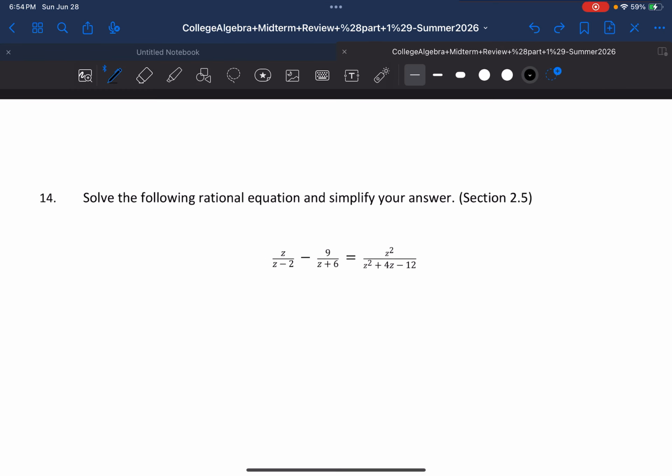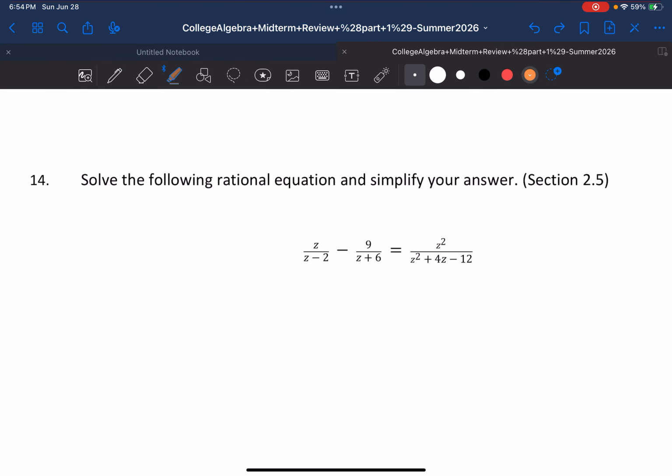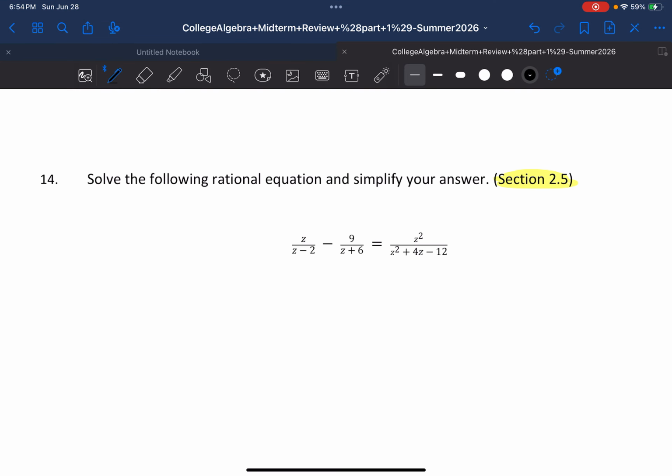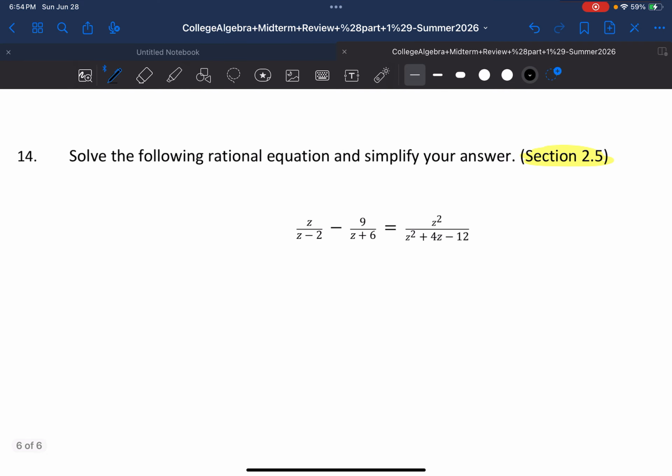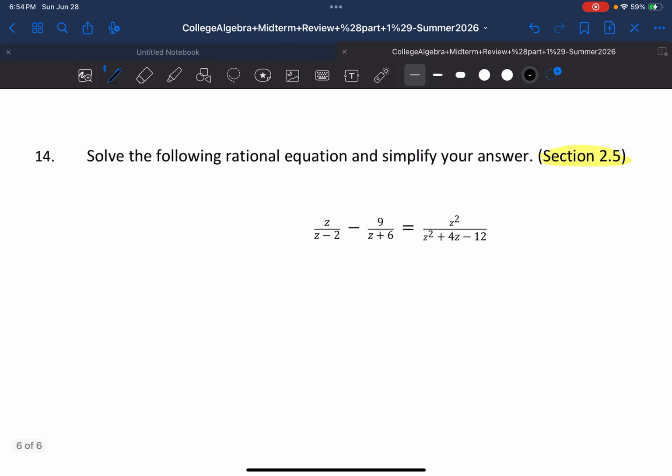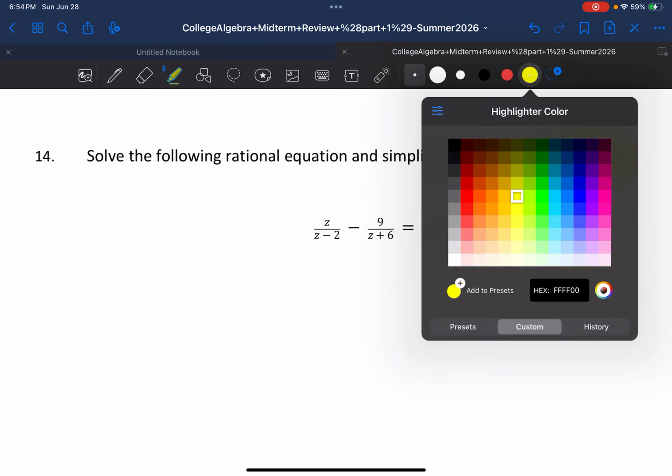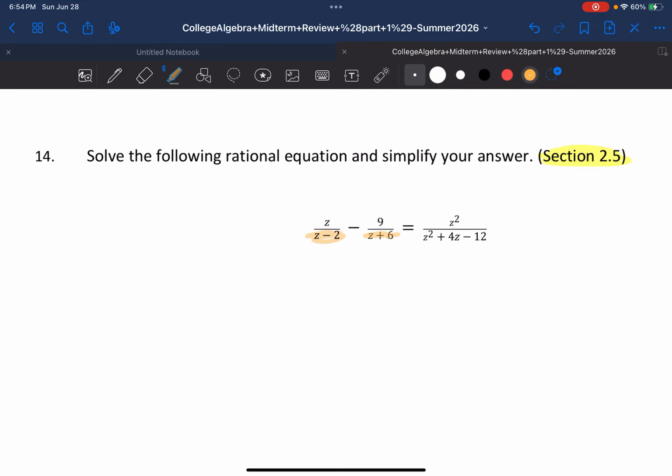Okay, and then the final problem on part 1 is also from 2.5, solving rational equations again. This one's just a little bit more involved. So before we can figure out what the least common denominator is, we need to have everything factored in the denominators. In the last problem, everything was already factored.